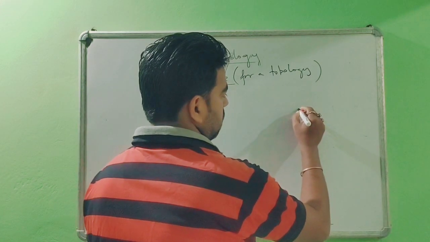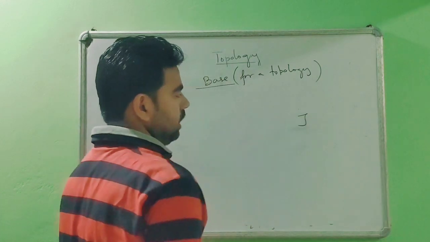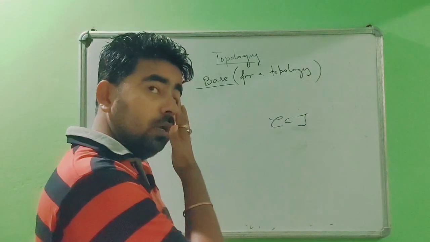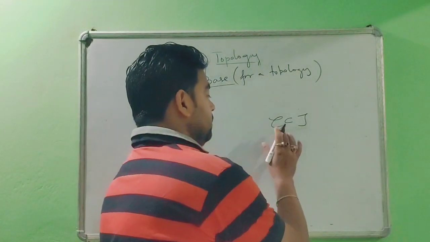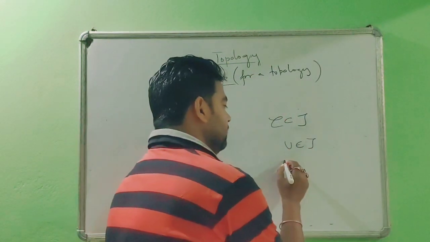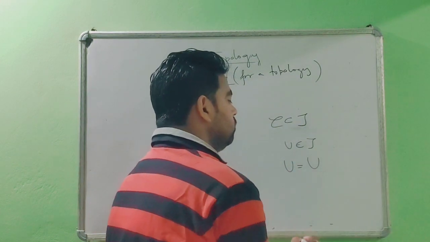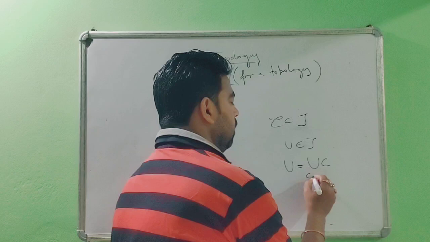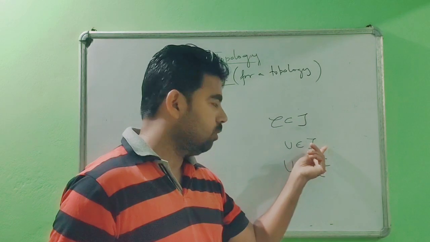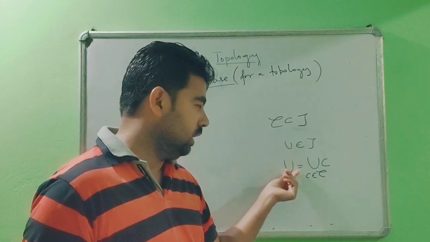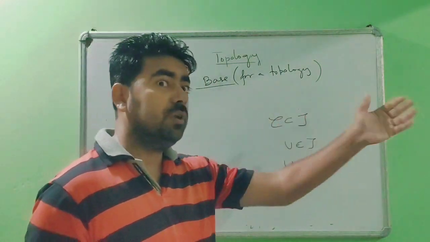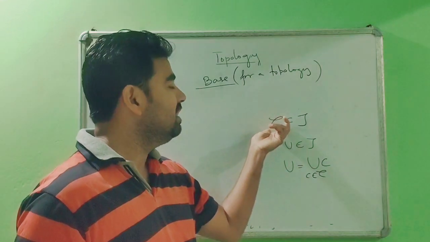suppose if you have a topology tau, and you have a subcollection C from tau, and the collection is chosen in such a way that if you pick any member from tau, then this member can be represented as the union of members of script C. Okay, if you pick any member from tau, then that particular member can be represented as the union of members of script C. If this is true for every member of tau, then we say C is a base for tau.